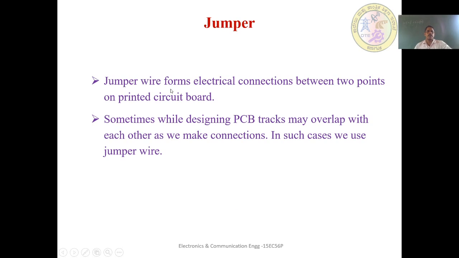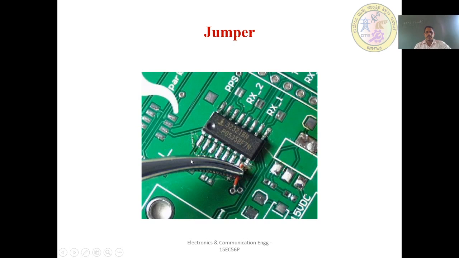Jumper. Jumper wire forms an electrical connection between two points on the printed circuit board. Sometimes while designing the PCB, tracks may overlap with each other as we make the connections. In such cases we use jumper wire.